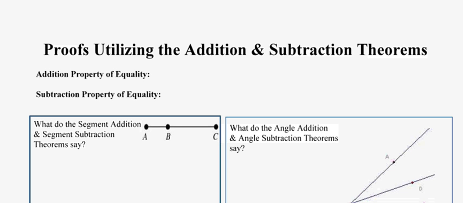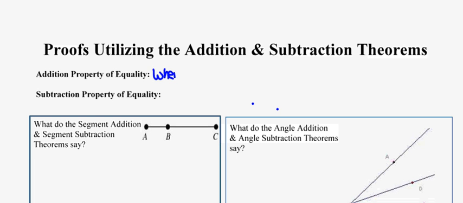This video will introduce you to the idea of using the addition and subtraction theorems in your proofwriting. So let's talk a little bit first about what the addition property of equality and the subtraction property of equality really say. The addition property of equality says that when you add equals to equals, the results are equal.